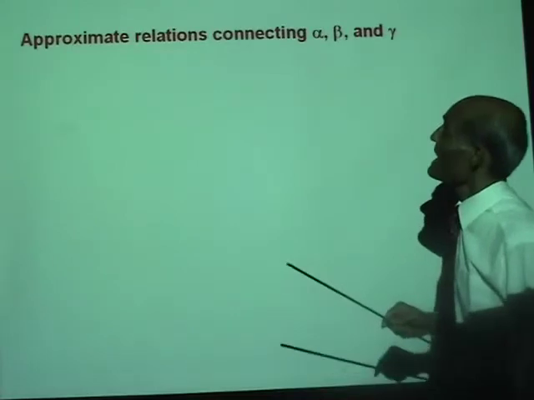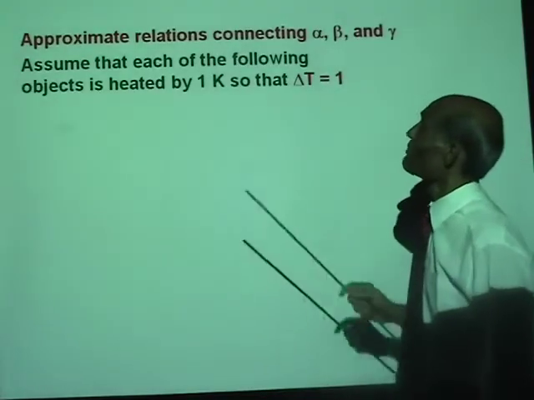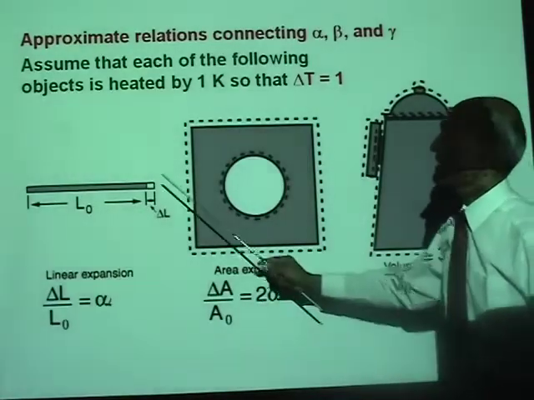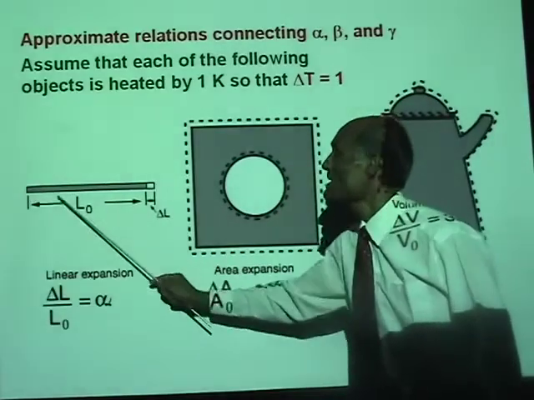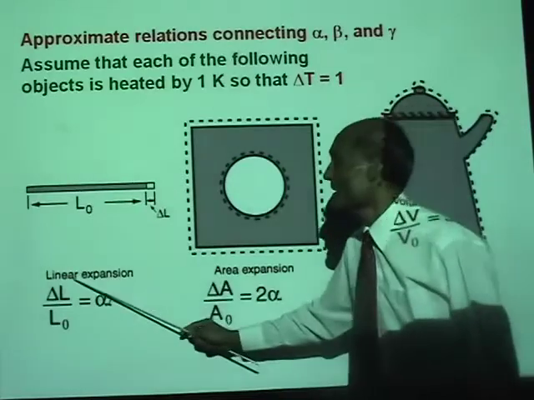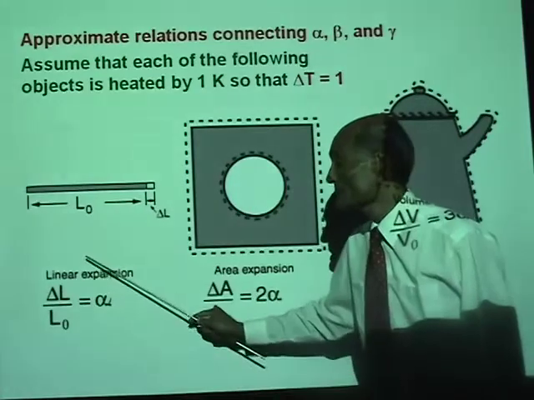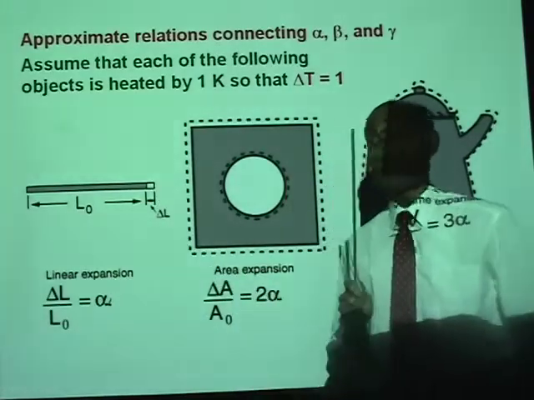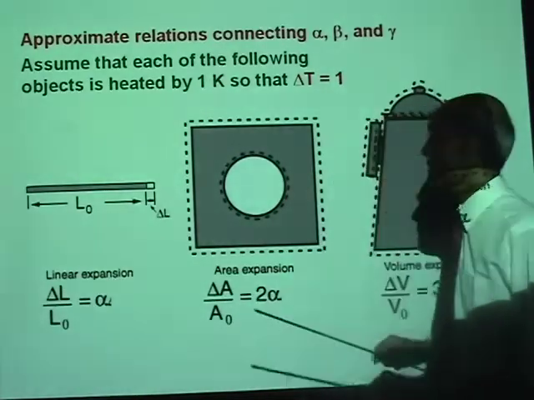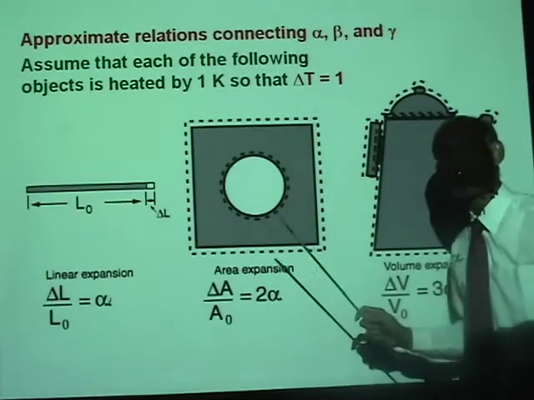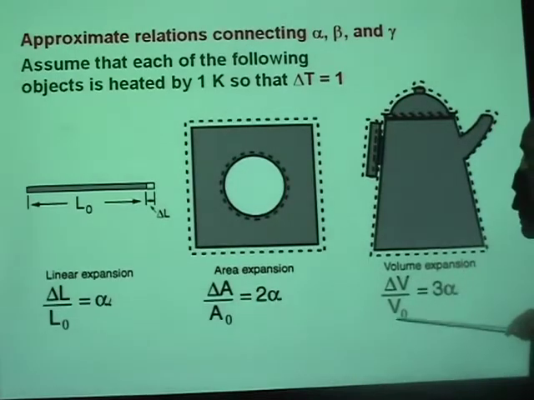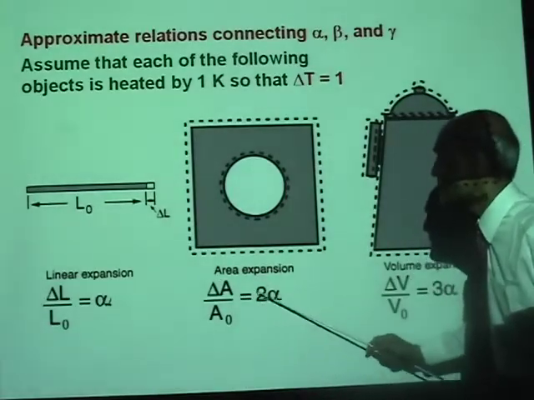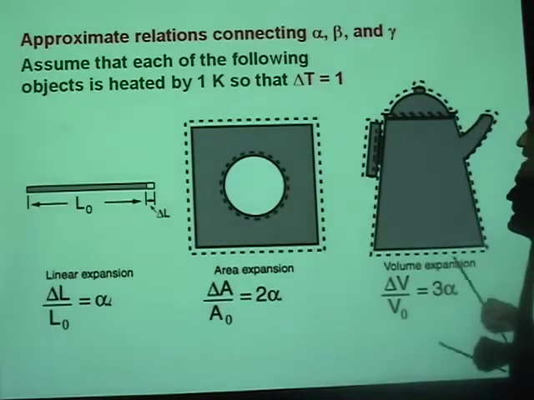Well, let's now write down those approximate relations. Assume that each of the following objects is heated by 1 Kelvin so that delta T equals 1. Now here we have a rod of original length L0 heated by 1 Kelvin, therefore delta L divided by L0 is the increase in length per unit length per Kelvin rise of temperature. This time the temperature increase is 1 Kelvin, so delta L divided by L0 will be alpha. Delta A divided by A0 will be 2 alpha. Is that right? And delta V divided by V0 will be 3 alpha. So the approximate relations connecting alpha, beta and gamma are: beta equal to 2 alpha, and gamma equal to 3 alpha.